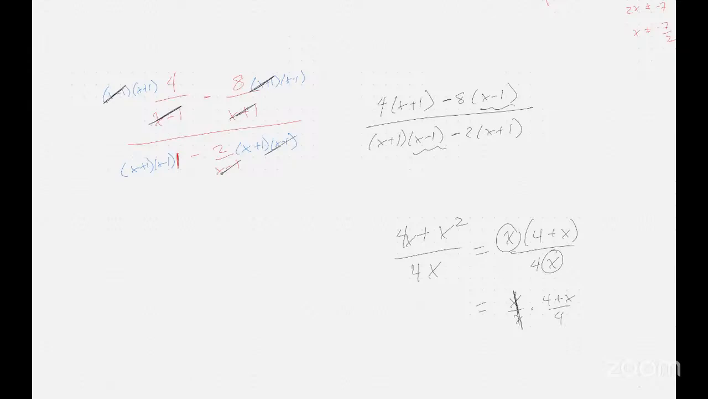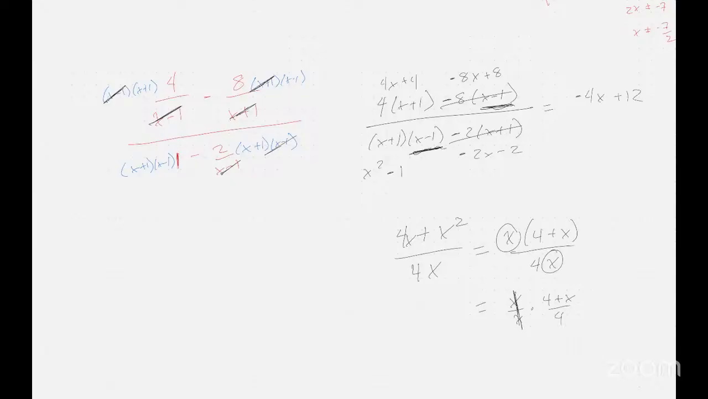So I have to distribute this negative 8 in. I have to distribute the negative 2 in. I should multiply this out. X squared minus 1. Remember how the middle term is going to cancel out. And now I can add like terms. Oh, and I multiply this in, 4x plus 4. So this is 4x minus 8x, which is negative 4x. 4 plus 8 is 12, right? And on the top, I have x squared minus 2x minus 3.